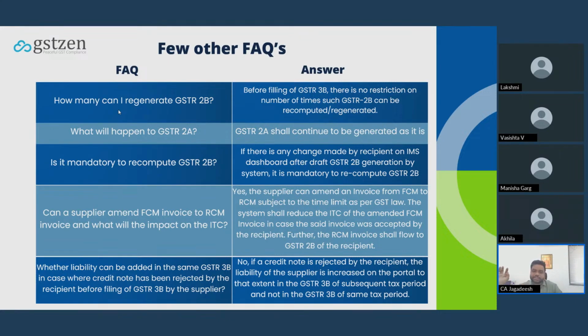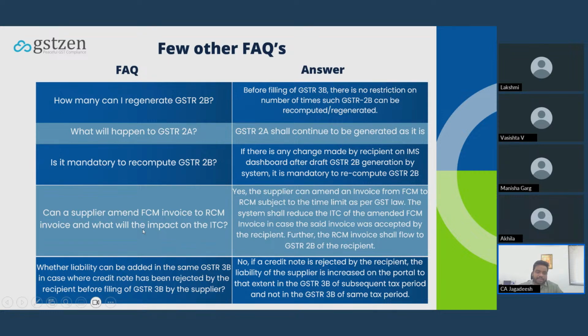There is no change in GSTR-2A. It is populating the same way as now. There is no change in GSTR-2A population. Is it mandatory to recompute GSTR-2B? Obviously, there is no mandatory thing, but if you have taken any action after the generation of GSTR-2B, that is, after the 14th generation of 2B, and you want the updated things reflected in your GSTR-2B, then you have to click on recompute 2B.